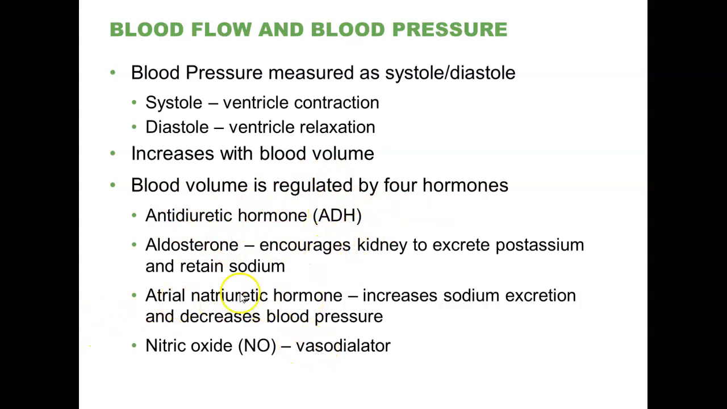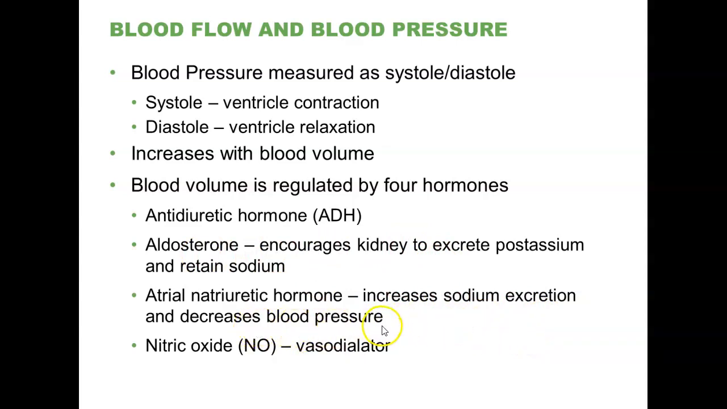Atrial natriuretic hormone, natriuretic or neuropeptide hormone right here, is released by the atria. If pressure is too high, if the walls of the heart atria, particularly the right atrium, are stretched too much, then that stimulates the release of this hormone, which is an antagonist to aldosterone right here. So it increases the dumping of sodium into the urine. Water therefore follows the sodium into the urine, or stays in the urine, and we reduce blood volume and therefore blood pressure.